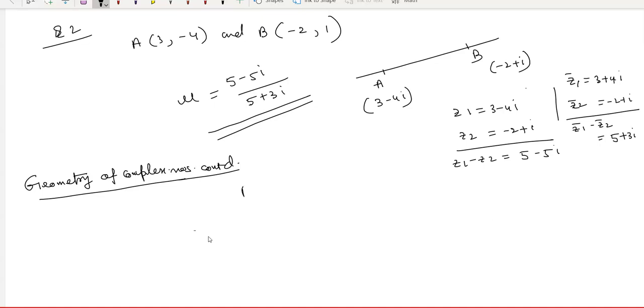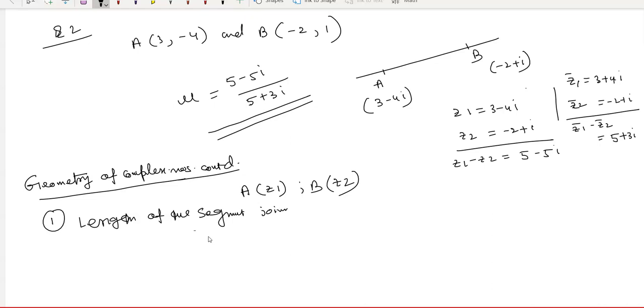Now, suppose there are two points in the Argand plane, A (Z1) and B (Z2). The length of the segment joining Z1 and Z2 is given by mod Z1 minus Z2, or mod Z2 minus Z1.